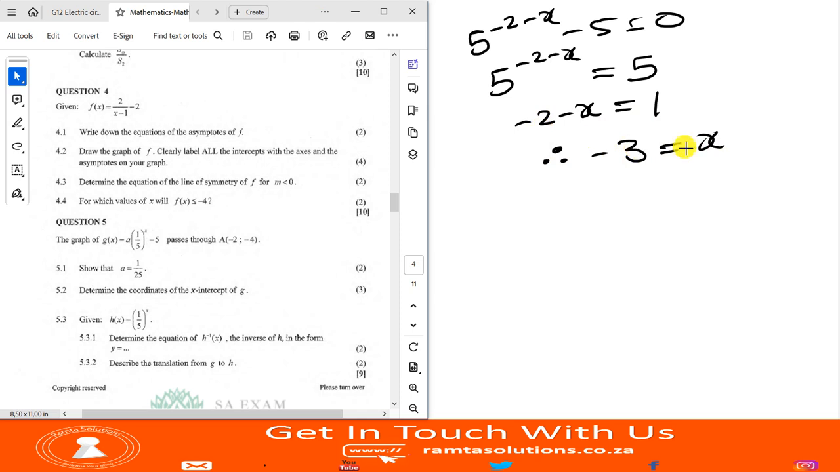Okay, guys, if you ever get uncertain of your answers, try to substitute the value that you got into your function and see if it gives you, in this case, 0. If when you substitute x into this equation it doesn't give you 0, you must know that the answer you got is wrong.